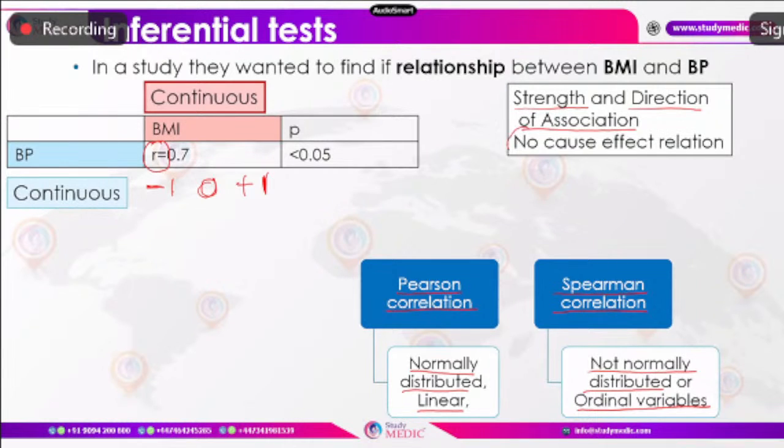And here we always presume there is no cause and effect relationship between these two variables. One is never a cause of the other. While doing this test, we don't presume that.